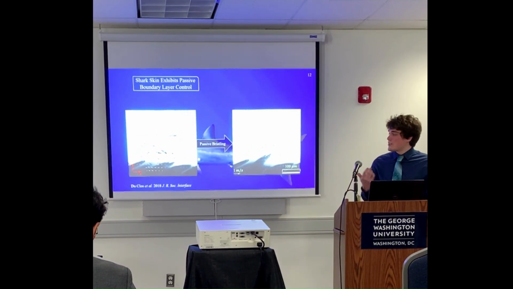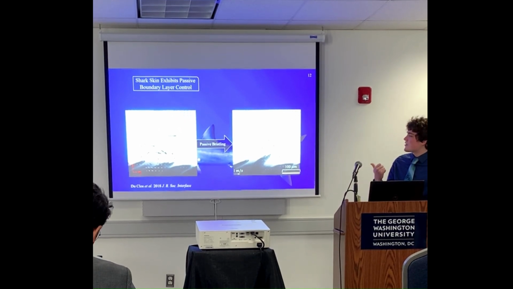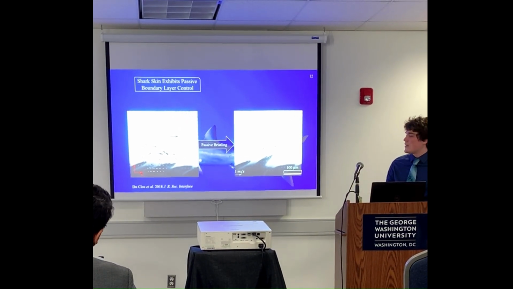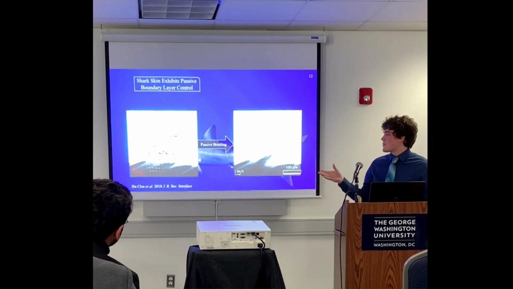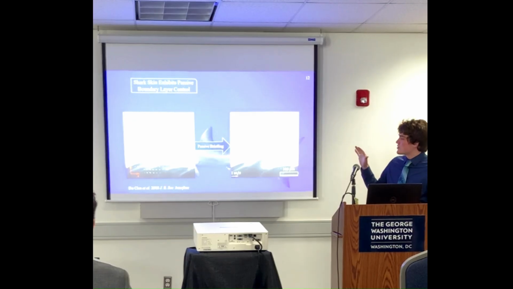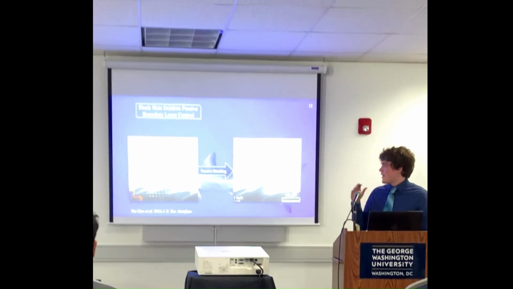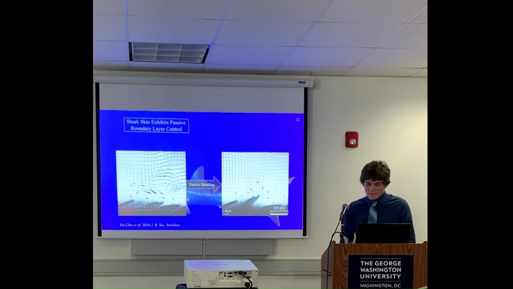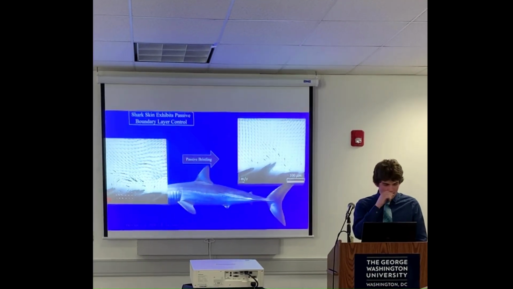So some work done by Duclos, they actually managed to observe this bristling action. There's a vortex occurring upstream of the denticle, and then on the next time step, you see the denticle bristle up into the flow and stop that vortex, and inhibiting flow separation.